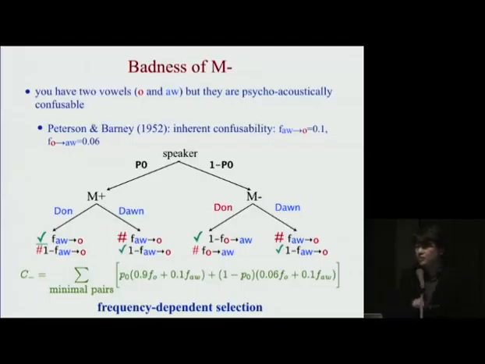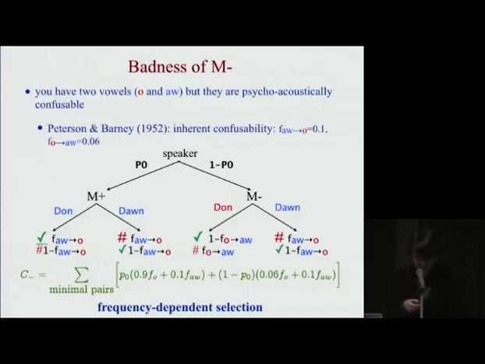We assume the psychoacoustic confusabilities are inherent properties of the speech and perception system. We assume them to be constant. We also assume word frequencies to be constant. So what you have here is interesting. The penalty probability of the distinct system is actually going to be a function of the frequencies of merger speakers in the environment.